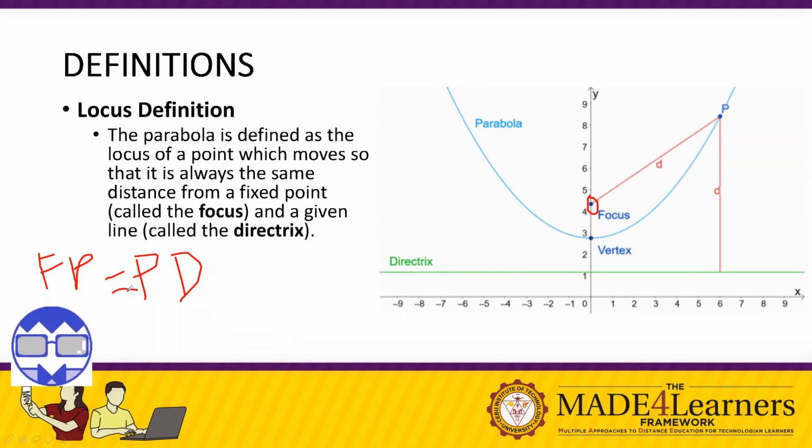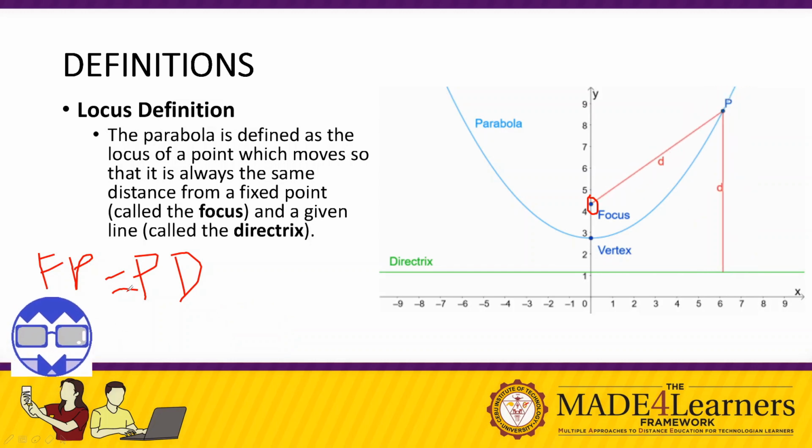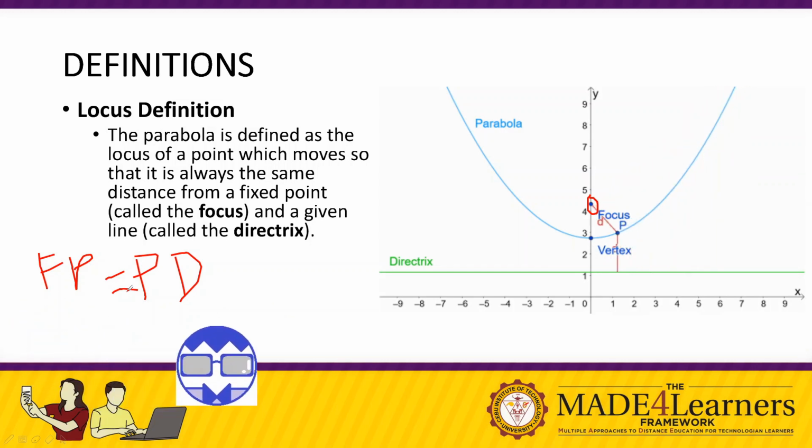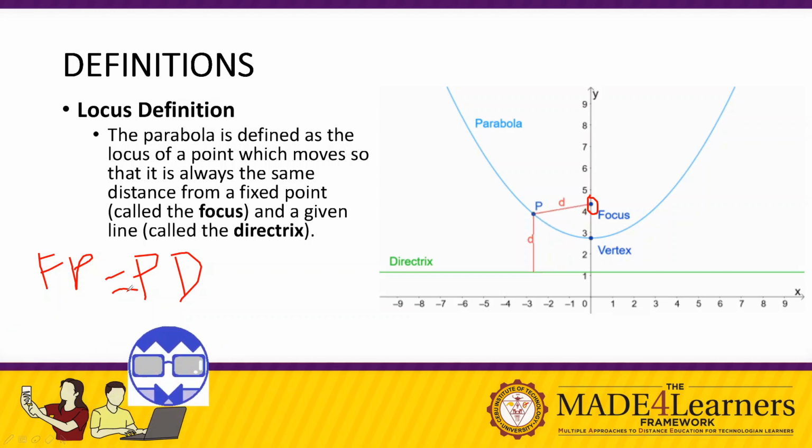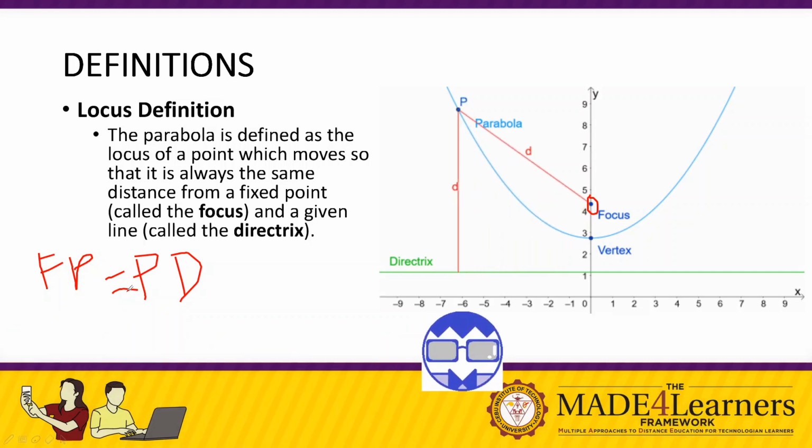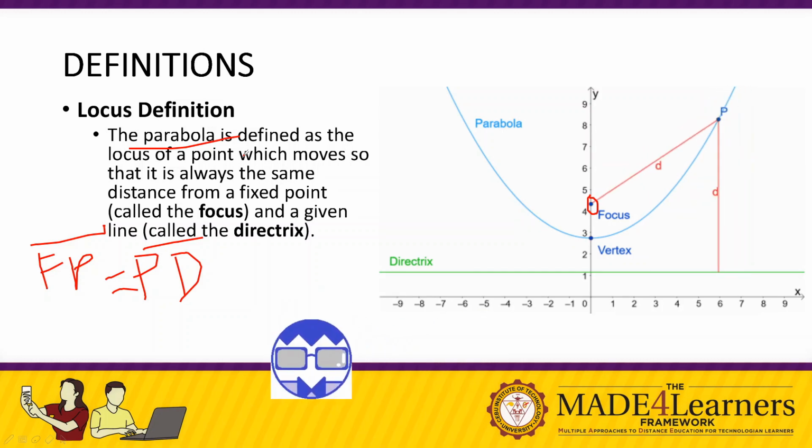So again, if the distance from F to P and from P to D, these two segments, are equal, we create a parabola. So this is how the locus definition works.